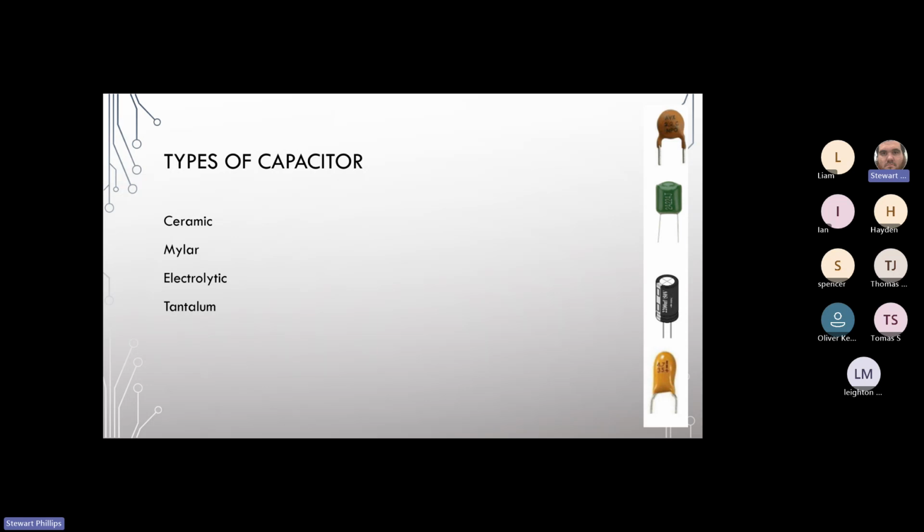And then your tantalum capacitors have very high temperature stability. So they're very good at maintaining their capacitance at high temperature.